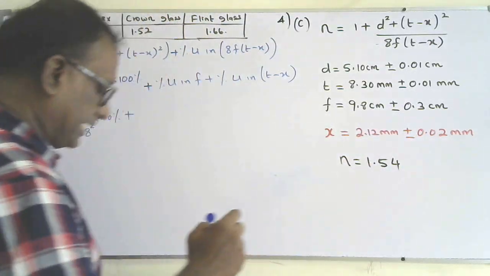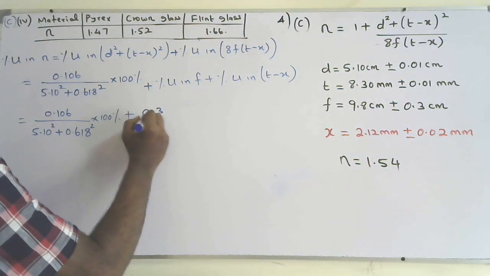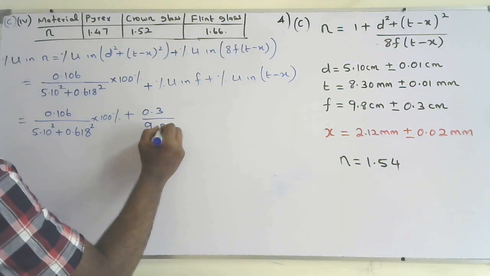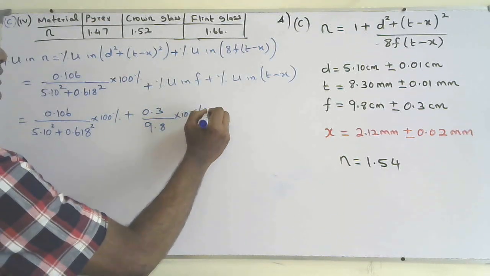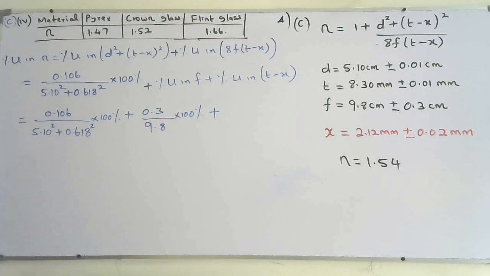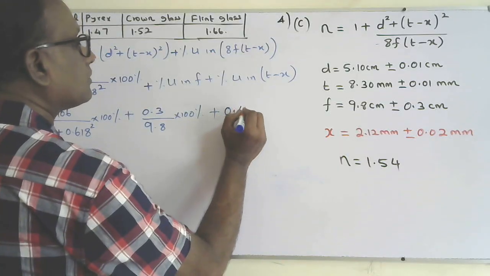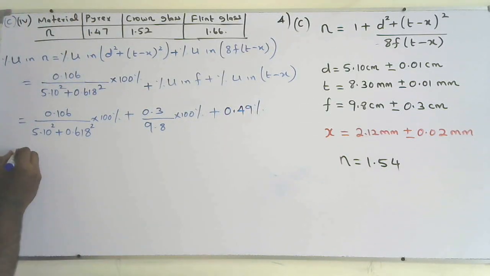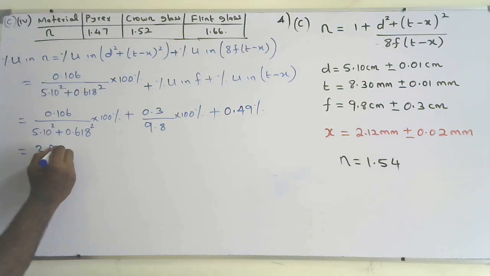Uncertainty in f is 0.3. So 0.3 over value of g, 9.8 into 100 plus percentage uncertainty in t minus x. That we already found in the second part, the C part. We found the percentage uncertainty in t minus x, 0.49. Now solve everything. We are getting the percentage uncertainty. So that will be 3.95 percentage.